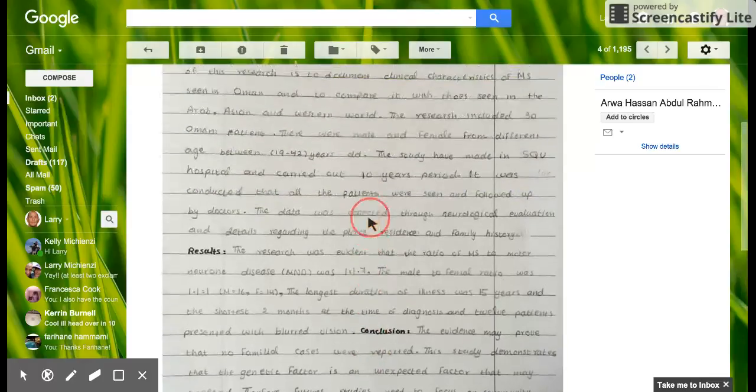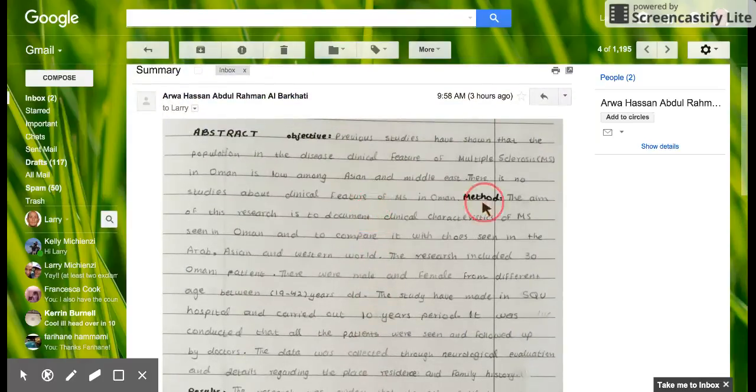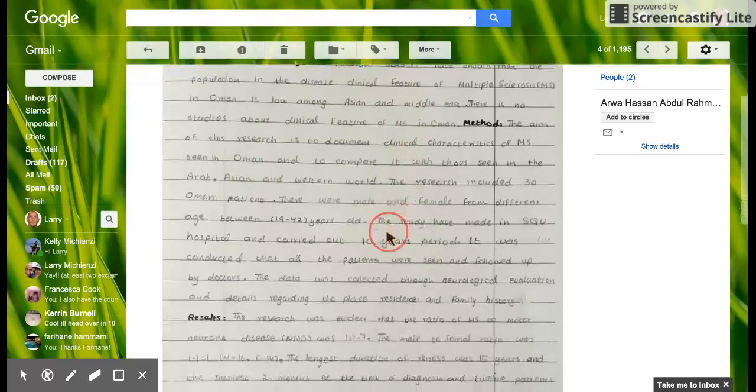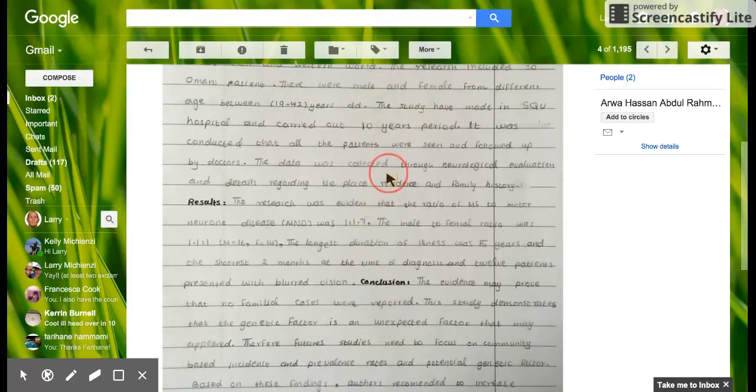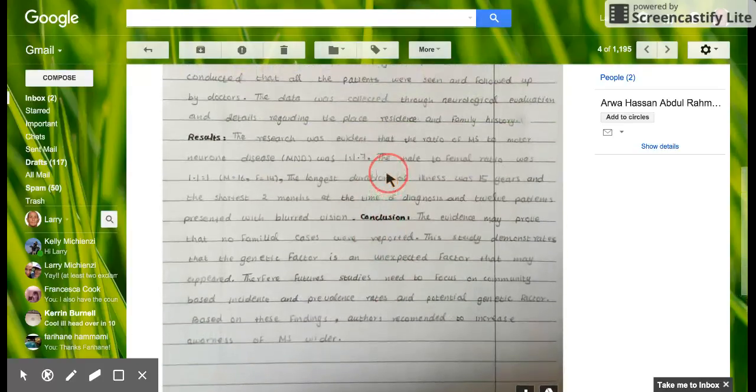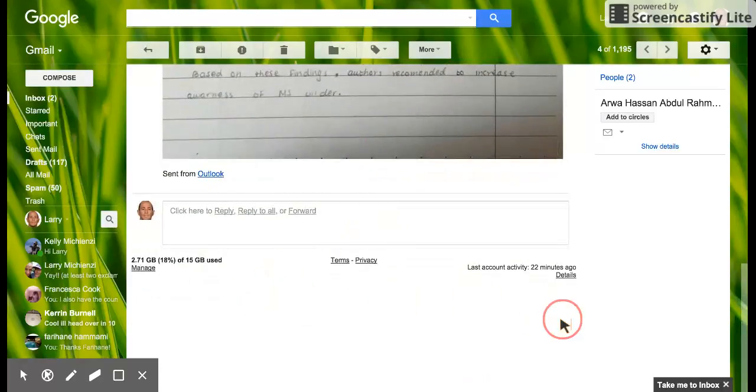That's fine, but you've missed the aim. You haven't actually talked about the clinical features. So this is a problem. We need to talk about what clinical features they found to be most prevalent in Oman, and I'm afraid that you missed that. You missed the main part of the writing. So if you want to rewrite this, you can, and I'll give you more feedback. That's it.